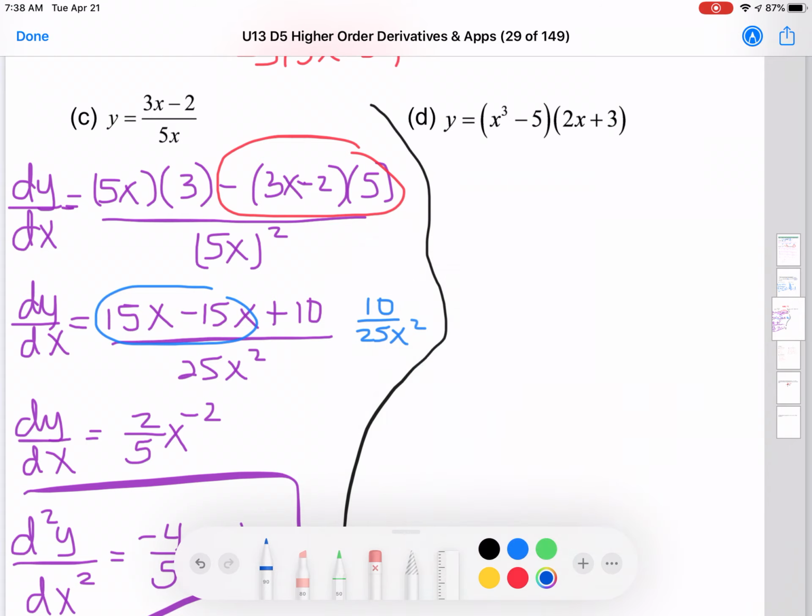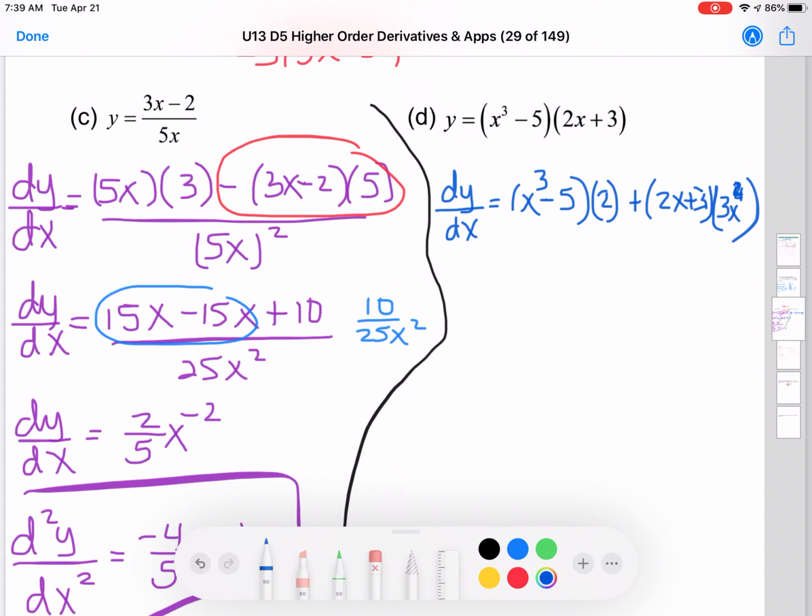Again, we're finding the second derivative, so I can see we have product rule going on here. So let's find the first derivative first. Change in y over change in x. So product rule is first times derivative of the second plus second times derivative of the first. Okay, so let's clean that up.